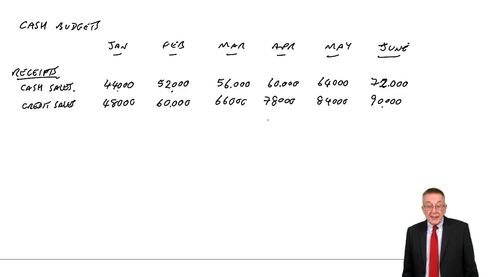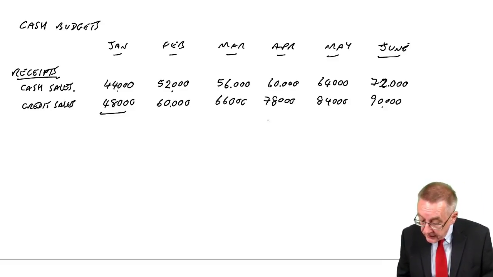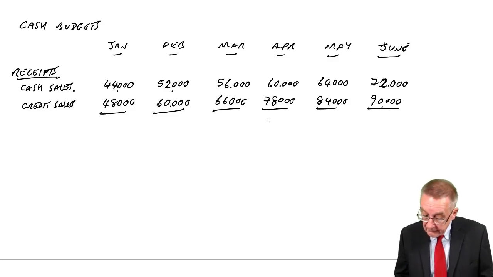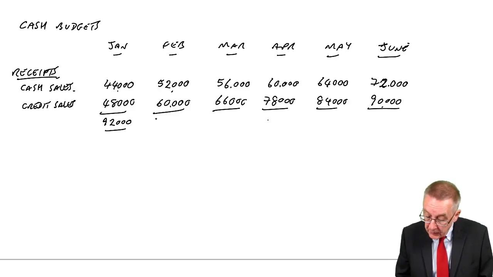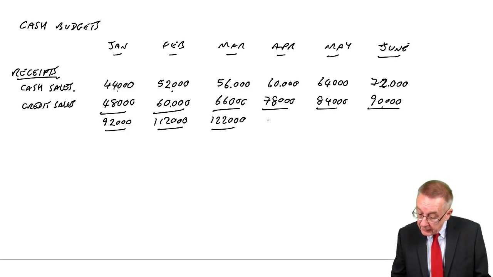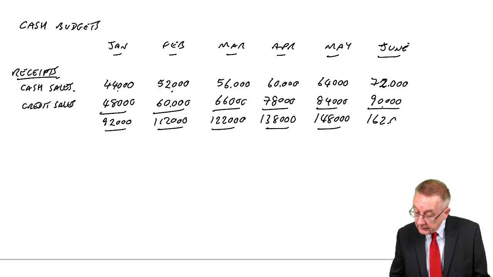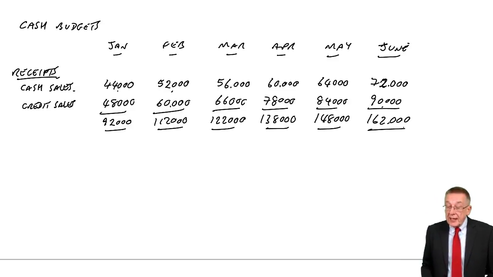So there are the forecast cash receipts. They're the only receipts, so the total receipts we're expecting. In January, 92,000. In February, 112. In March, 122. April, 138. May, 148. And finally June, 162. So those are the cash receipts we're forecasting.